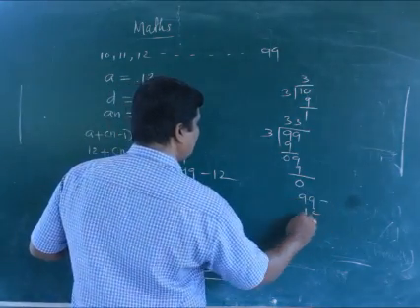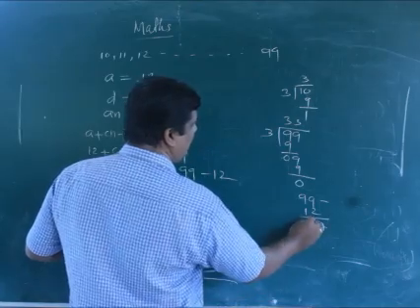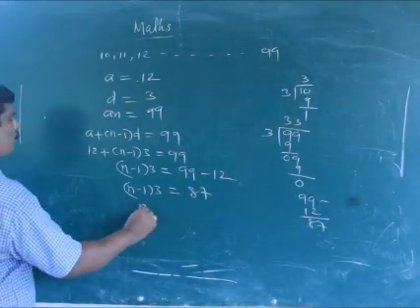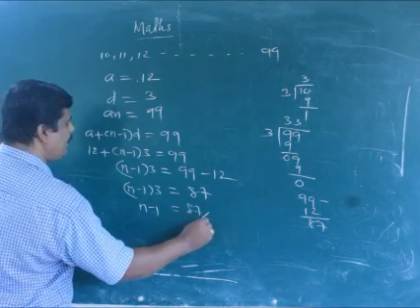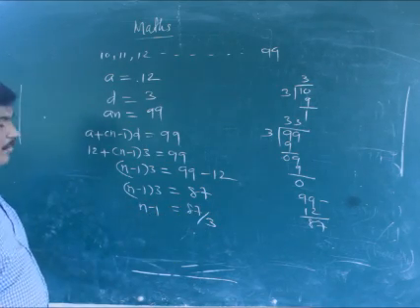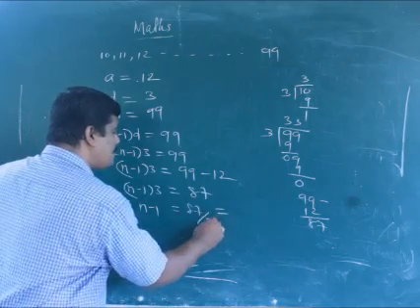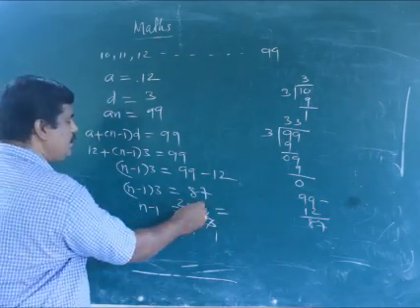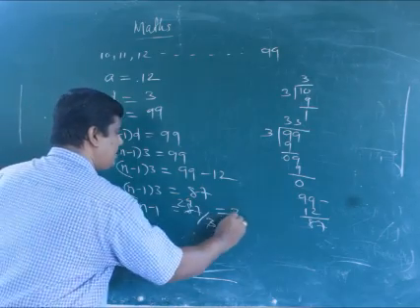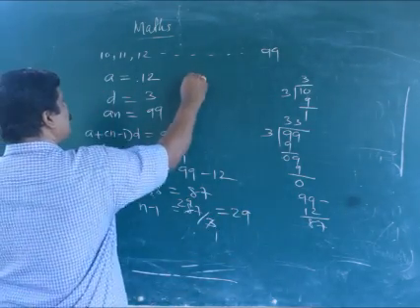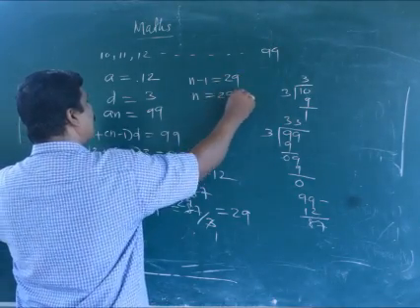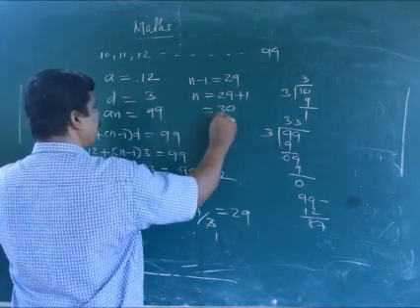99 minus 12 is 87. Then n minus 1 is equal to 87 divided by 3. Clear? Division: 1 three is 3, 2 threes are 6, 2 sevens are 27, 9 threes are 27. So 29. So n minus 1 is equal to 29. Then n is equal to 29 plus 1, which is 30.